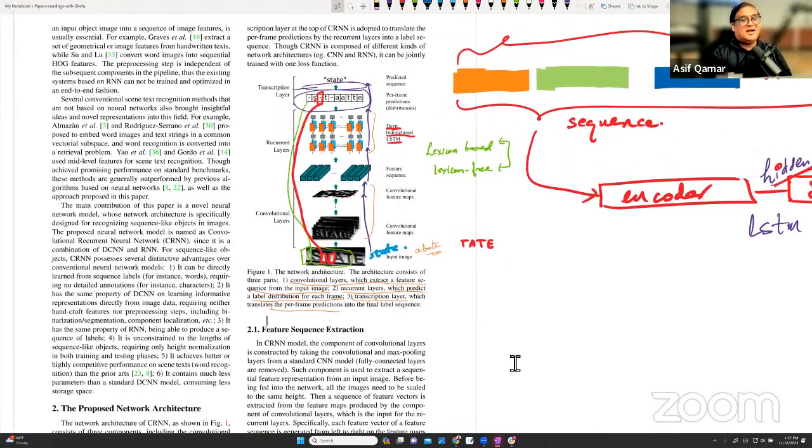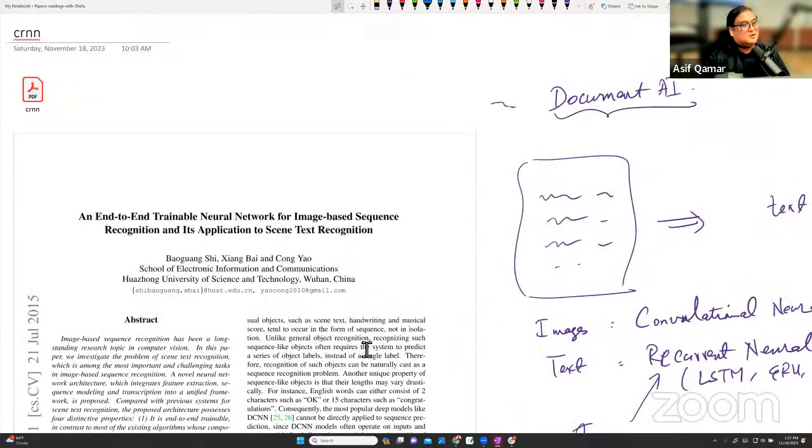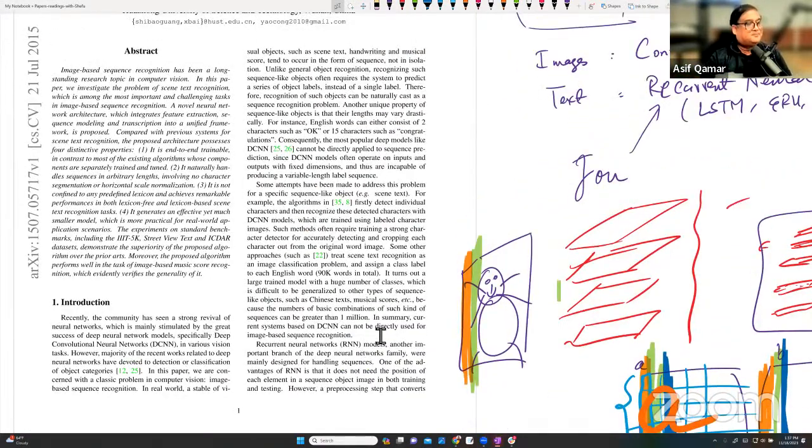So this is it. At the end of it, this is the whole of this paper, guys. Now, let us read it a little bit more carefully and we'll move on to the next one. I'll just stick to the abstract. Image-based sequence recognition has been a long-standing research topic in computer vision. Yes. In fact, it predates deep learning and all of that. People have wanted to do it for a long time.